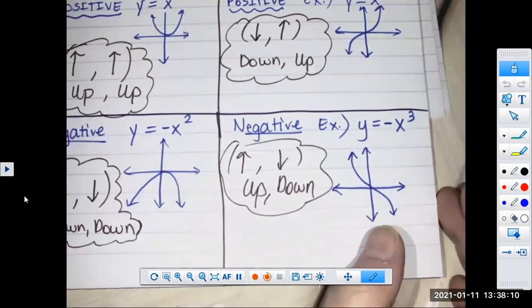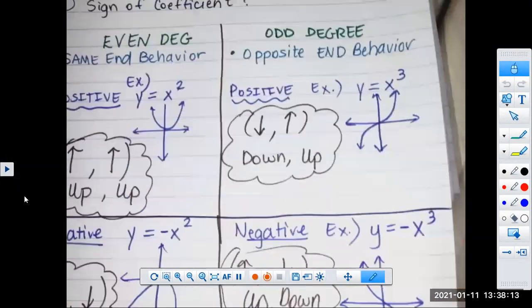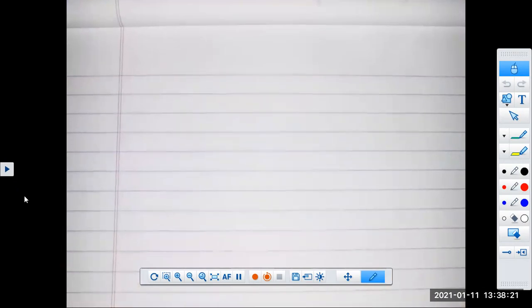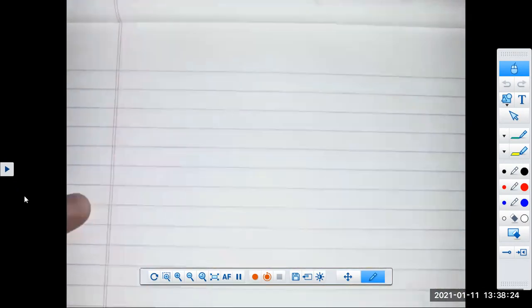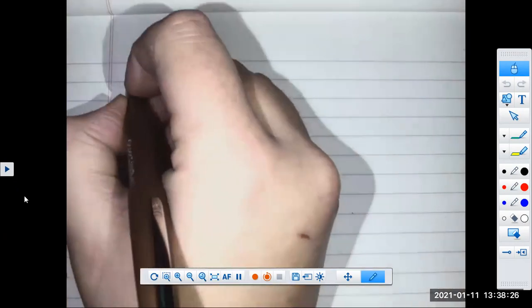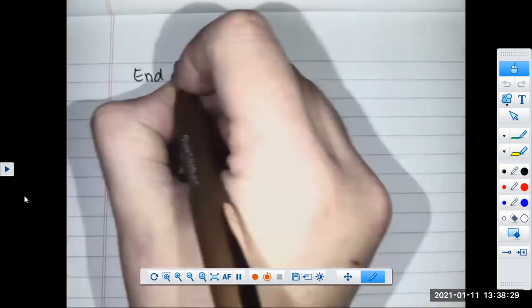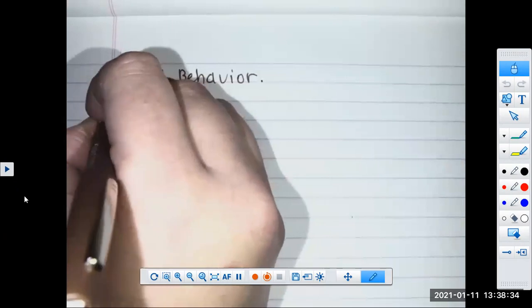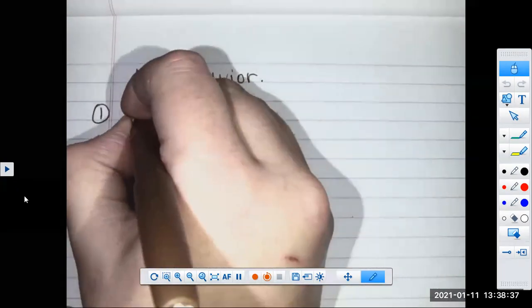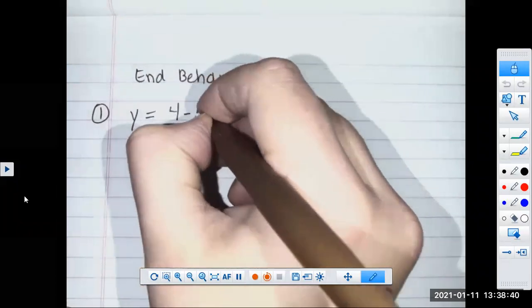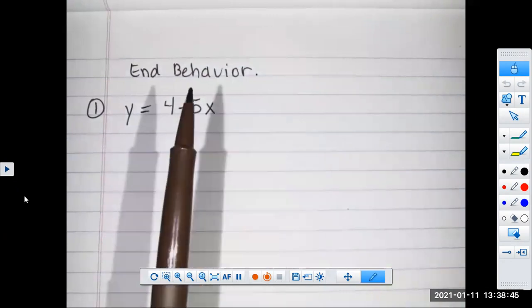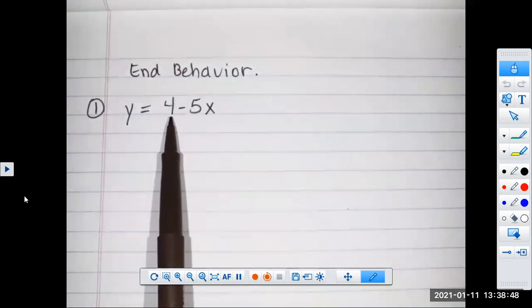Okay, do y'all have any questions about end behavior? All right. Okay, we're going to use the leading term or leading coefficient test, and you're just going to tell me what the end behavior of the graph would look like. Okay, y equals 4 minus 5x. What's your degree here?